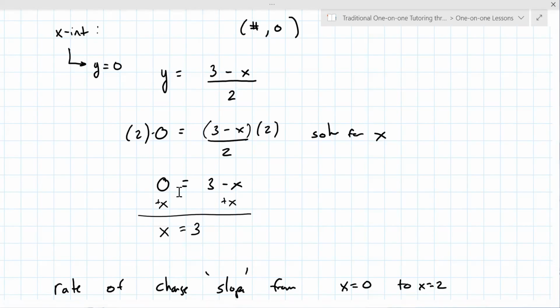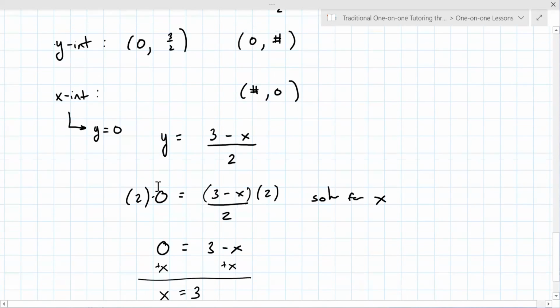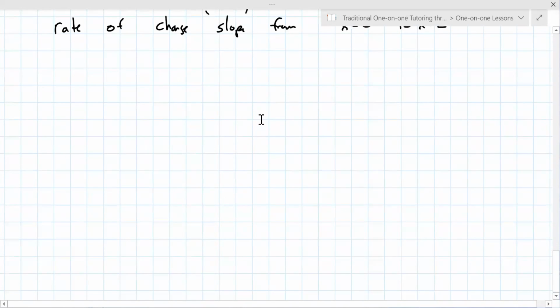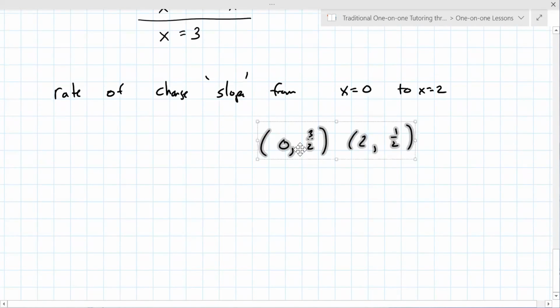Okay, which means you need 2 ordered pairs. You need 2 ordered pairs. And if you scroll up to our table here, I'm asking for these 2 ordered pairs: 0, comma, 3/2, and then 2, comma, 1/2. So then, let's get this in our workspace here.